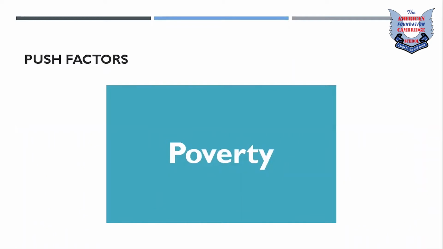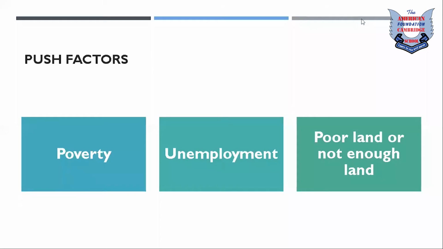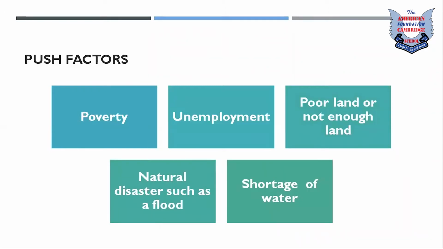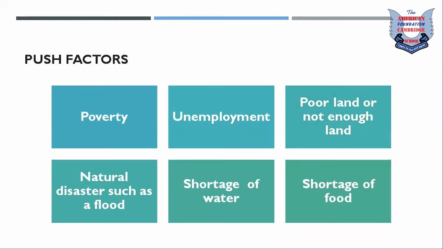Push factors include poverty, unemployment. Poverty is the state of being extremely poor. Unemployment is the state of being unemployed, or you can say free, without any job. Poor land or not enough land. If you don't have enough land, then how will you build your house there, right? Natural disasters such as floods that will cause destruction and you have to leave the place, shortage of water and shortage of food. If there will be no food, there will be no life.